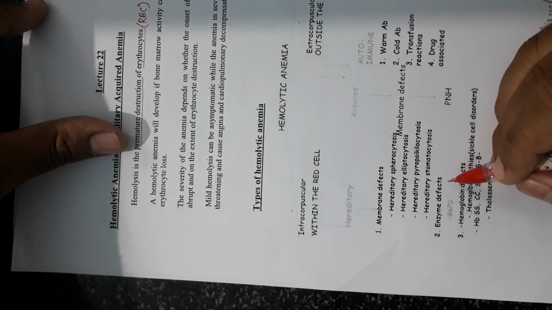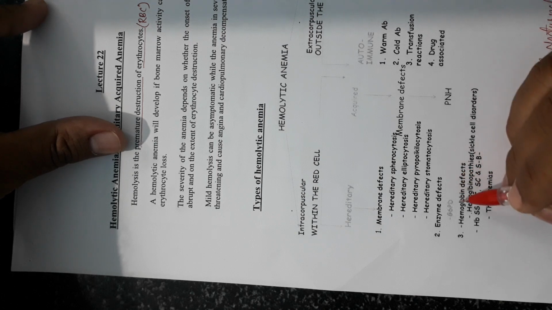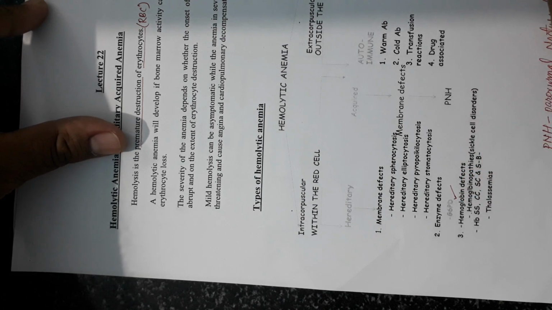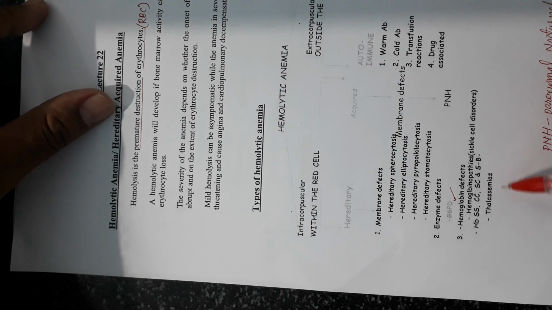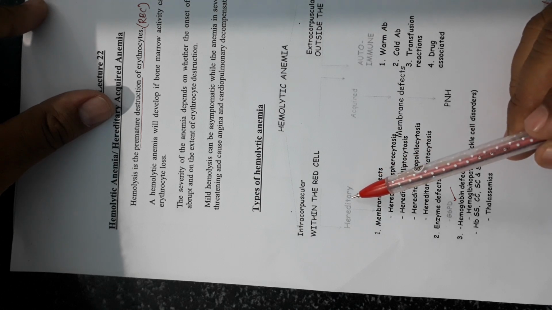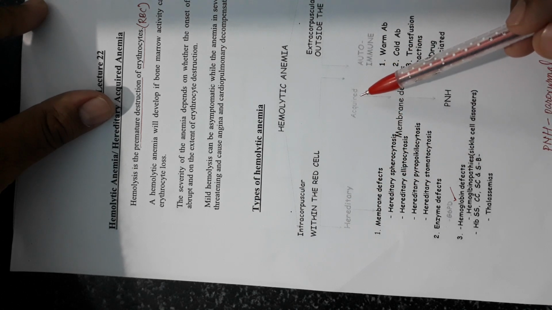Then there may be genetic defects of the enzymes, where there is a lack of glucose 6-phosphate dehydrogenase. Then hemoglobin defects, hemoglobinopathies like sickle cell disorder, which I have already discussed, which is of various types: hemoglobin SS, hemoglobin CC, hemoglobin SC, and hemoglobin SB, as well as thalassemia. Sickle cell anemia and thalassemia take place because of gene mutations, and that comes under hereditary.